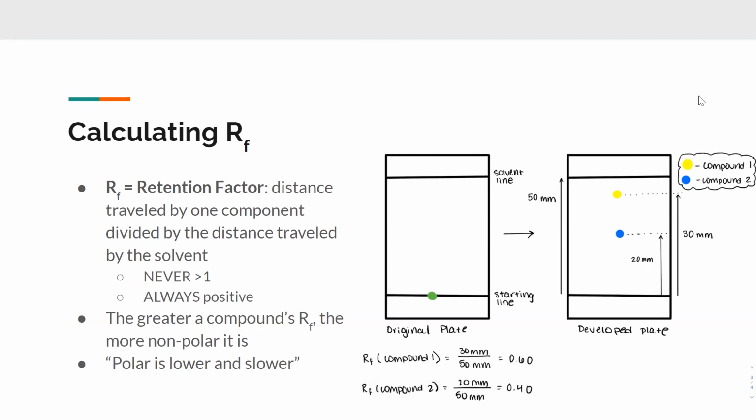So to measure the RF value of compound 1, we take the distance it traveled up the plate, 30 millimeters, and divide it by the distance the solvent traveled, 50 millimeters, and we get 0.6. The same thing goes for the RF value for compound 2. The blue dot traveled only 20 millimeters, so divide that by 50 millimeters, and you get 0.4. So the RF value of compound 2 is lower than compound 1. By comparing these two values, we can conclude that compound 1 is more nonpolar. Does that make sense for everyone?